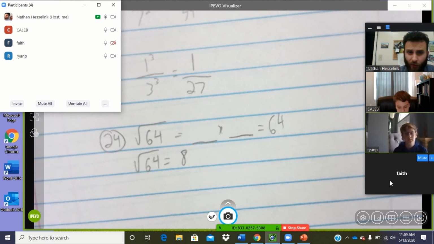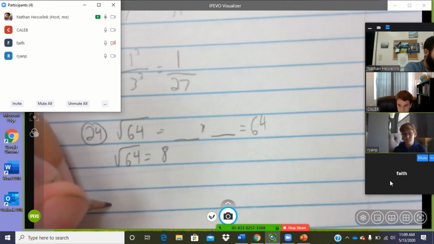Number 25 is 12. What is 26? 6. Yeah, 6 times 6 is 36. If you know your multiplication tables, it's very easy. Like exponents, square roots work the same way.